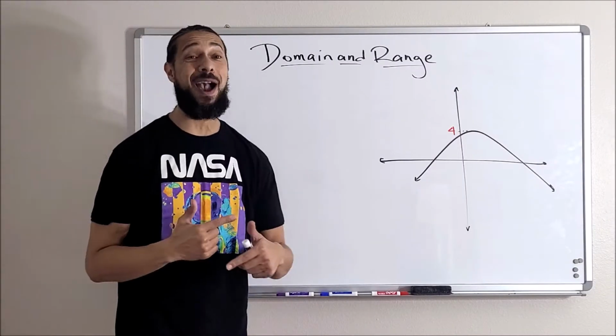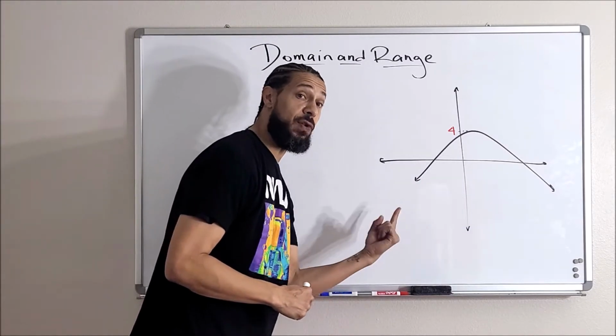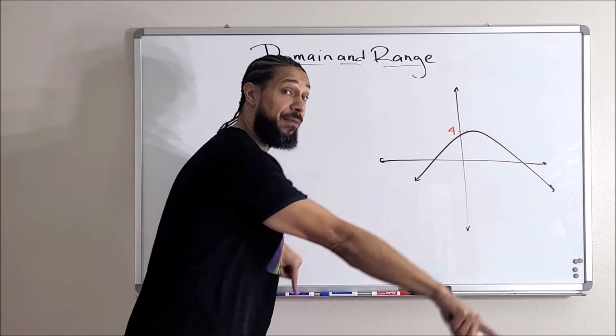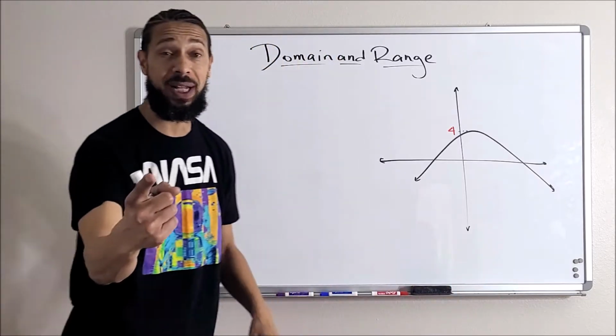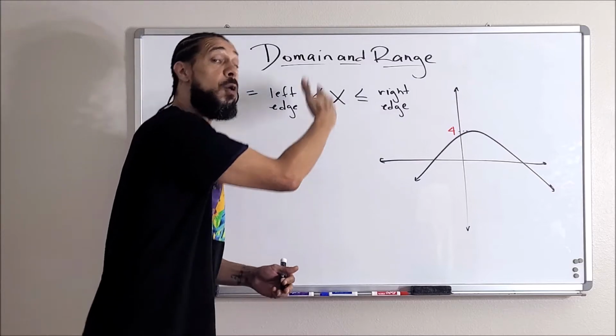This is a different type of graph right here. Now, notice the arrowheads at the ends of these graphs. You know what that means? They go on forever, right? Good. Let's talk about the domain. Left edge, X is in the middle, right edge.